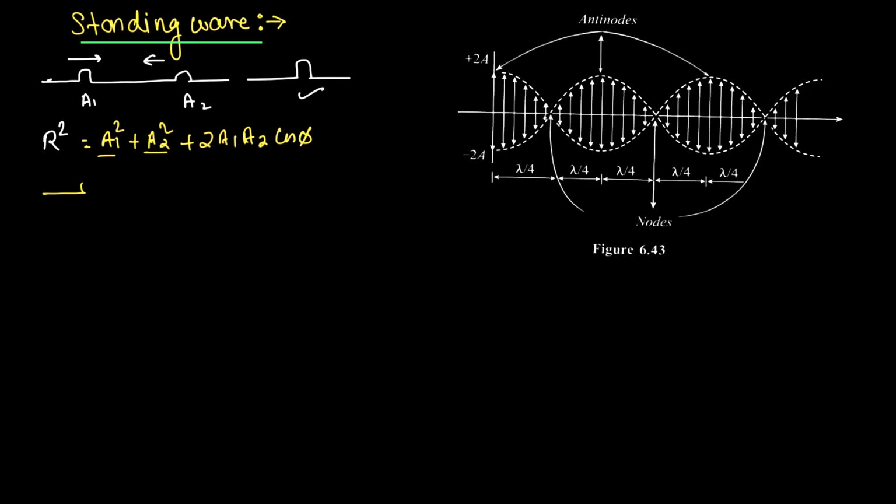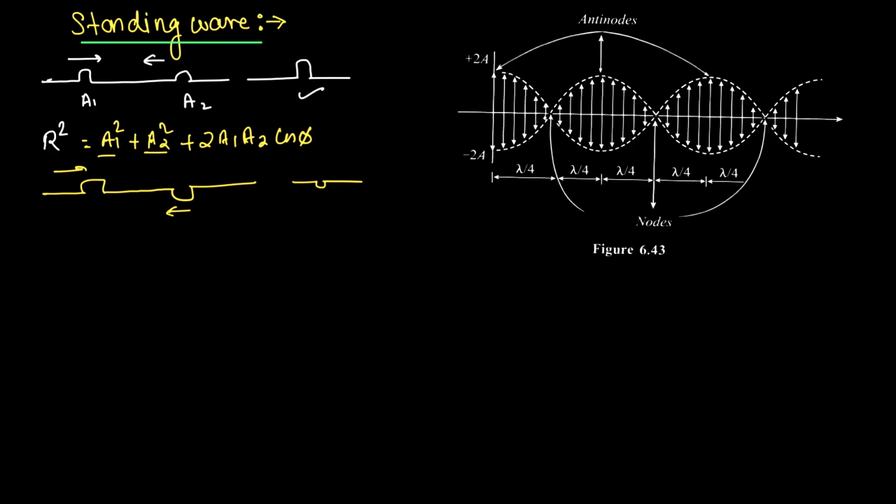Now if these two waves combine like this one, meaning they are moving in opposite direction and their phase difference is pi, in that case cos phi will become negative. So the final amplitude will decrease. If they are in the same phase, amplitude will increase, and in opposite phase amplitude will decrease. A standing wave forms if two waves are moving in opposite direction and they interfere.